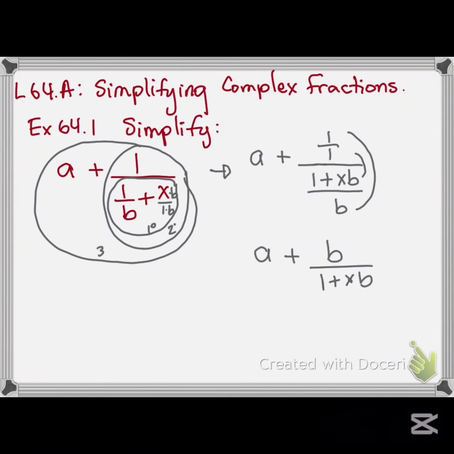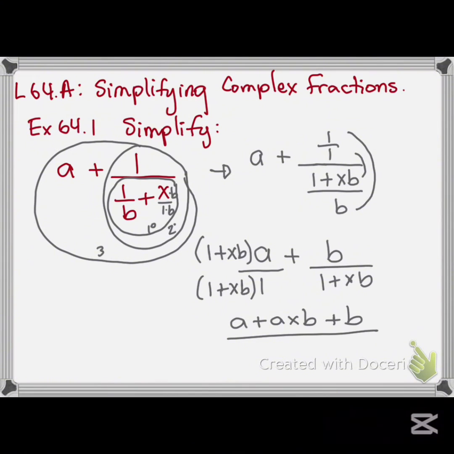We are ready for the last one, step number 3, which is again an addition with different denominators that we have to make the same denominator. So we'll multiply by 1 plus xb. If we multiply that with the distributive property, we're going to have a plus axb plus b, and all of that over 1 plus xb. And that's it. There's nothing else we can do, and that's our answer.